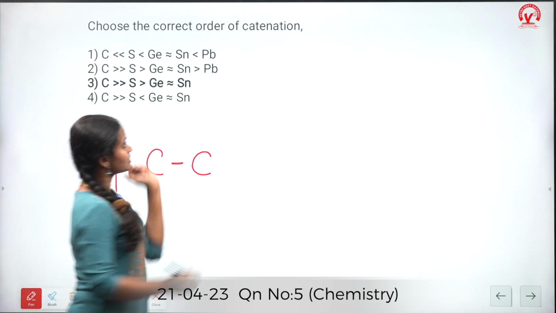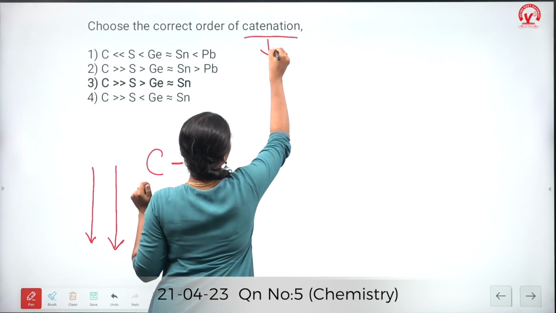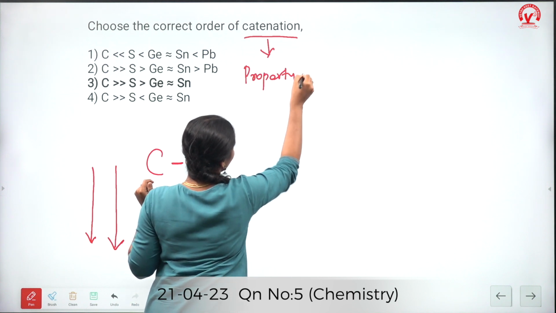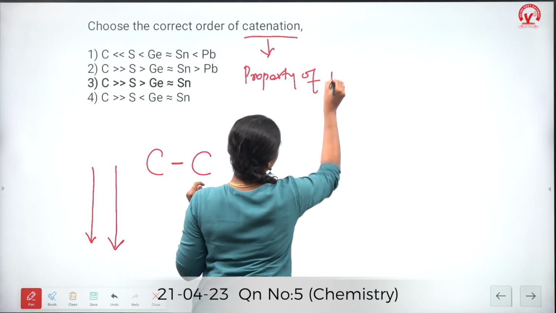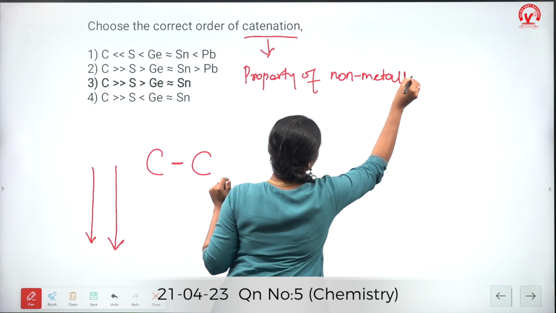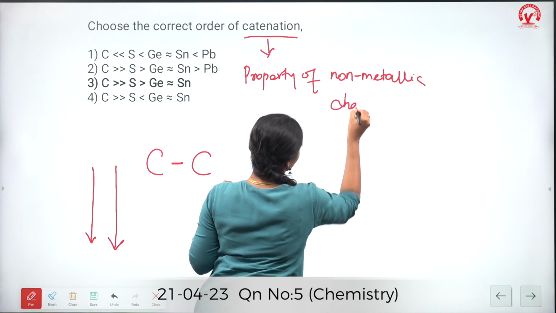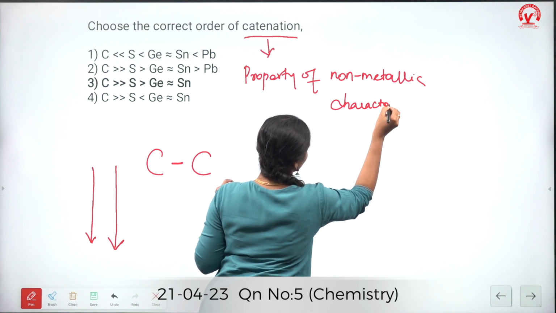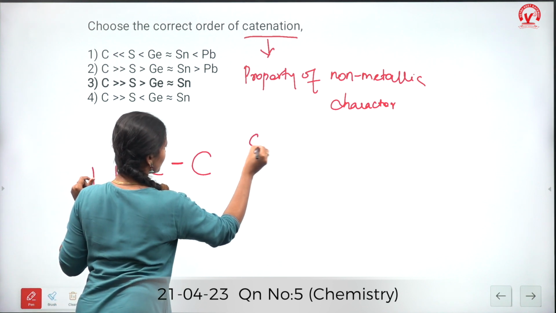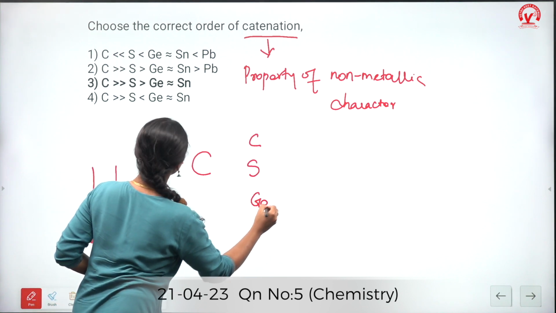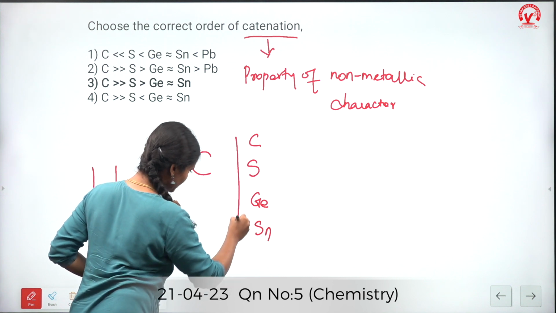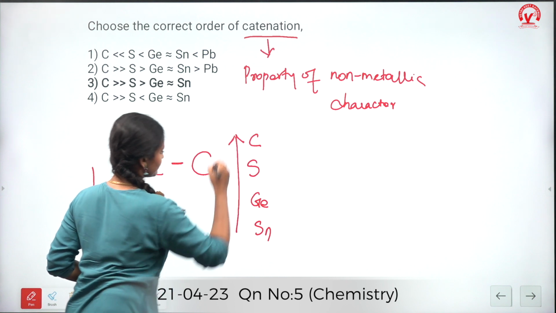This catenation is a property of non-metallic character. So here the order is carbon, sulfur, germanium, tin. So when going down the group, the catenation property decreases.